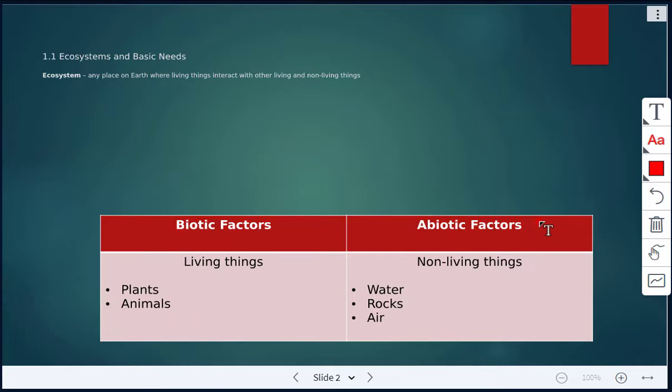And then abiotic factors are any of the non-living things. Examples of non-living things are water, the rocks, the air. You can get even more specific and say oxygen and nitrogen. You can talk about minerals as being non-living things and so on. Temperature is another non-living thing. Soil would also be another non-living thing. All right, so make sure you do know the difference between biotic factors and abiotic factors and be able to give examples of each.